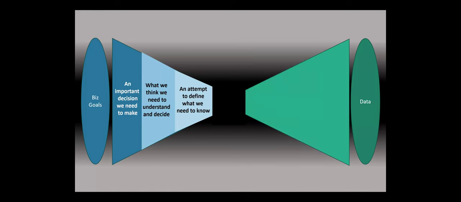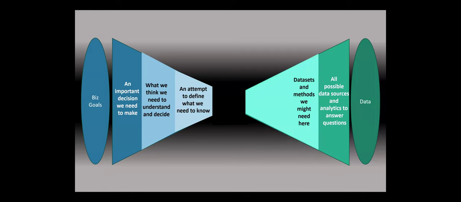Now, on the data side, they are aware of all the possible data sources, all the analytics that might be available to answer questions. They know that this is a huge universe that's getting bigger all the time, the ways that we may be able to make use of data. And then when it comes to any given question, we know that we have to whittle it down to some data sets and specific methods that we might need in any given situation. And so we try to create clear specifications about the fields and the outputs and how those data are going to be managed.